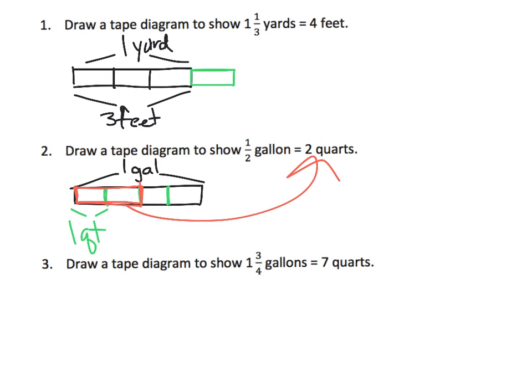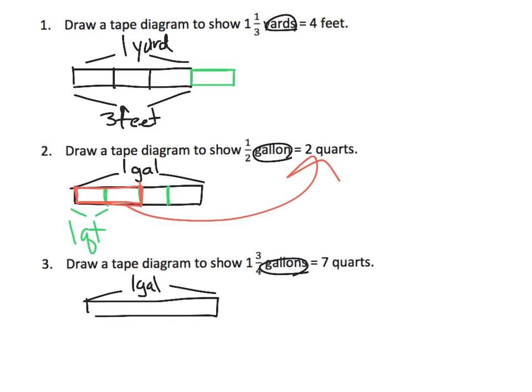And the last one, 1 3/4 gallons. We're going to start by drawing a gallon. You'll notice I looked at the label, and that's what I started off by drawing. And we know that that gallon is broken up into 4 quarts, so it's broken up into fourths. If we want 1 3/4 gallons, I'm going to have to draw 3 more of these little fourths. So there's 1, 2, 3, and so there is our 7 quarts.